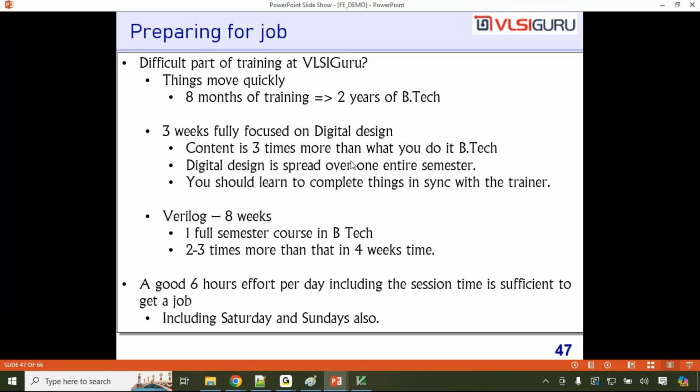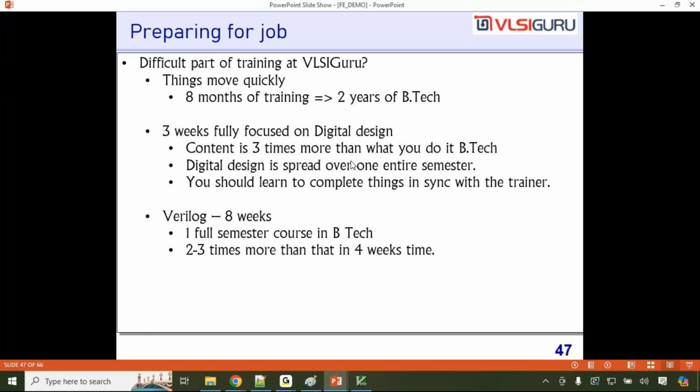Like that, for every topic we do, we have to go in depth. See, I cannot teach you at a top level. When you go to the interviews, they check fundamentals in depth for every topic.